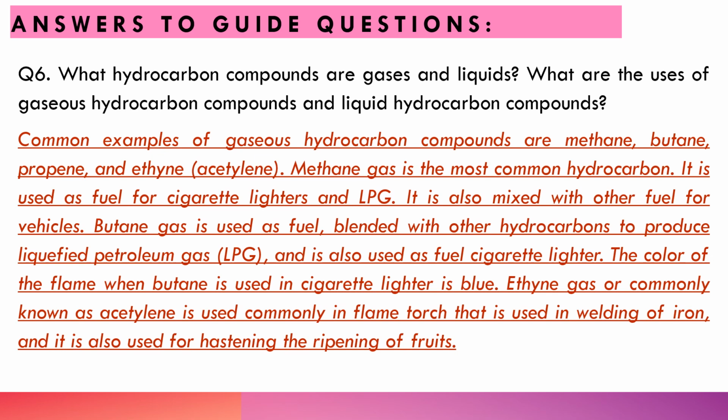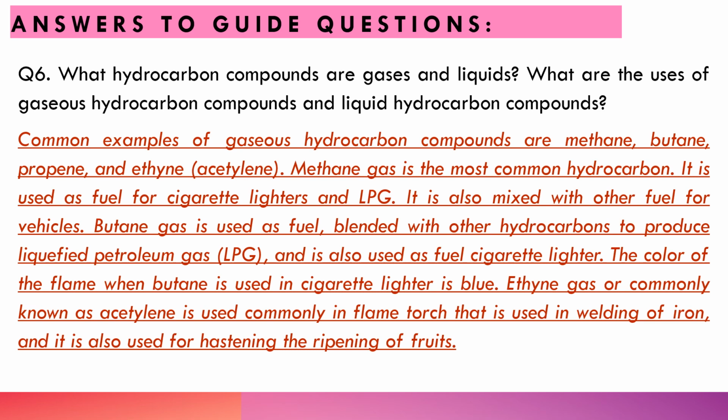And for the last question, what hydrocarbon compounds are gases and liquids? What are the uses of gaseous hydrocarbon compounds and liquid hydrocarbon compounds? Common examples of gaseous hydrocarbon compounds are methane, butane, propene, and ethyne or acetylene. Methane gas is the most common hydrocarbon. It is used as fuel for cigarette lighters and LPG. It is also mixed with other fuel for vehicles.